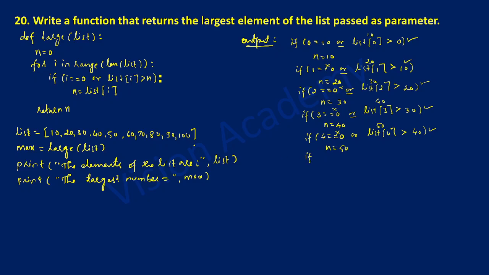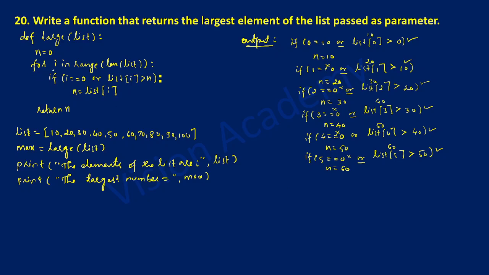Similarly, we'll go for the next one. Once again, control transfers to the for loop by incrementing the value of i by 1. Now i value is 5. So 5 is equal to 0? No, the condition is false. Here, the next statement is list of 5 consisting of what? It is 60. So here 60 will be written greater than the n value. What is n? 50. So whether 60 is greater than 50? Yes, the condition is true. Then this initialization takes place. n is equal to list of 5, consisting of 60. 60 is equated to n.